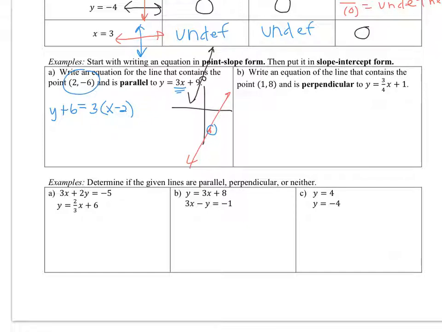Then the directions read that I need to put it in slope-intercept form. So to put it in slope-intercept form, you do the distributive property, and then solve for y.